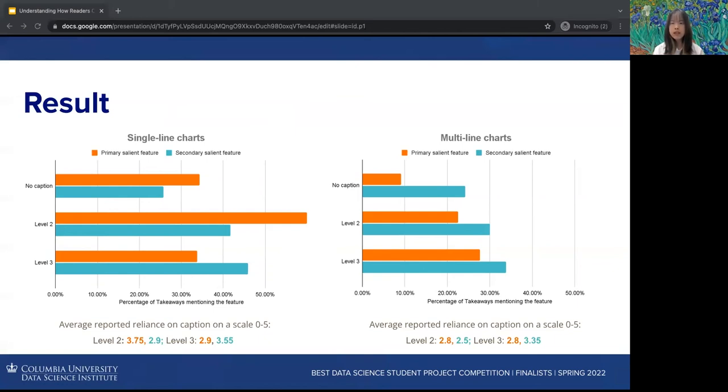On the right side, we can see that for multi-line charts, there is a significant drop for all percentages compared to single-line charts. This is probably because multi-line charts convey more complicated information, making each feature less noticeable. And we can see that although both captions are able to increase the percentage of takeaways mentioning the feature, the level 3 caption seems to be more effective than a level 2 caption.